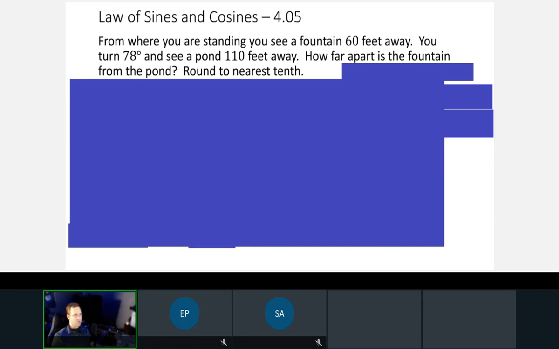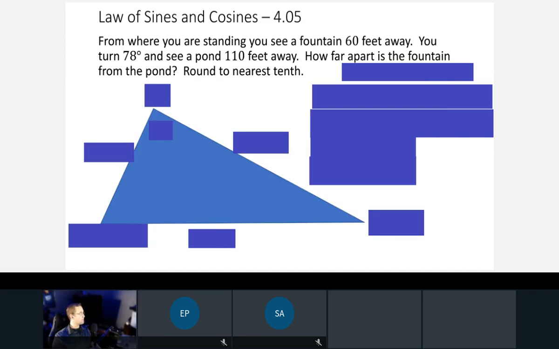So when you have word problems, I like to draw pictures or diagrams, and I think all of you should as well. So based on this word problem, we want to draw a diagram. And because we're dealing with triangles, it's going to be a triangle diagram. It doesn't matter what angle you start at. I make us, you, right here, but it doesn't matter. So angle A is going to be where we are standing. It says that we see a fountain 60 feet away. So here's the fountain.